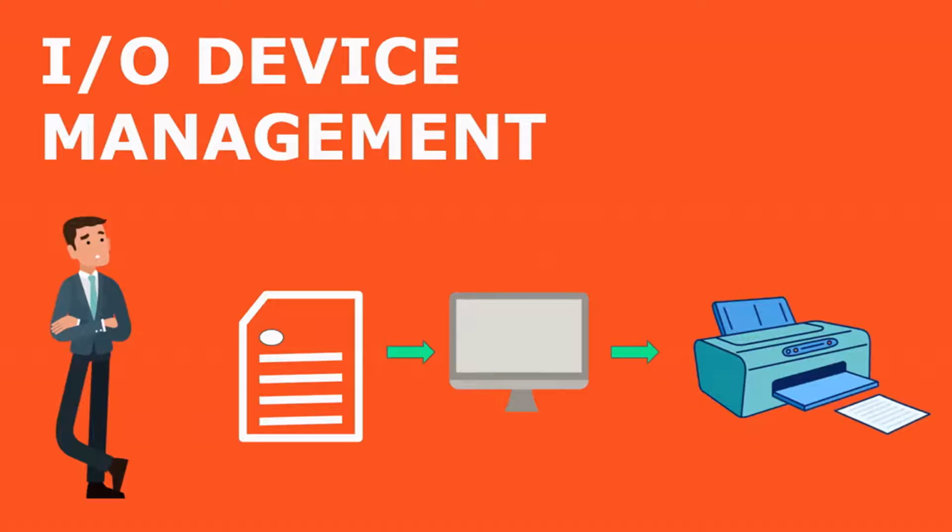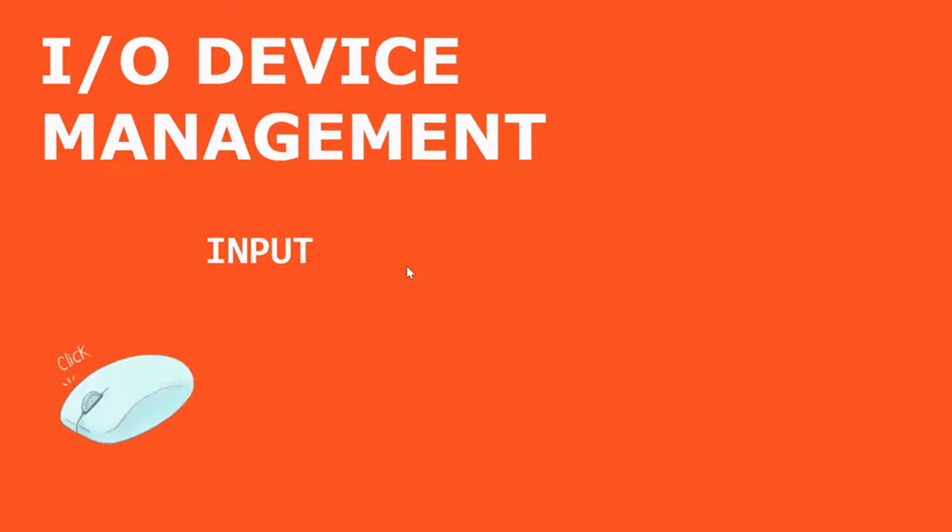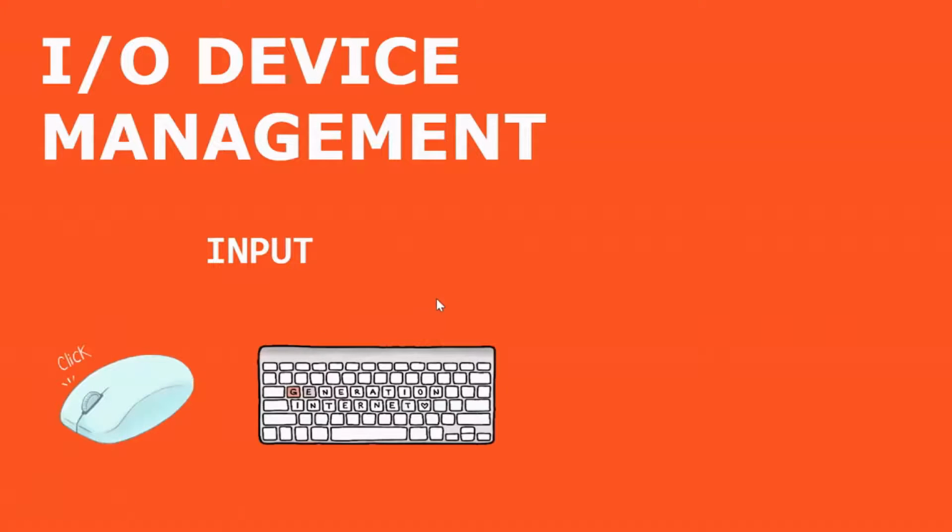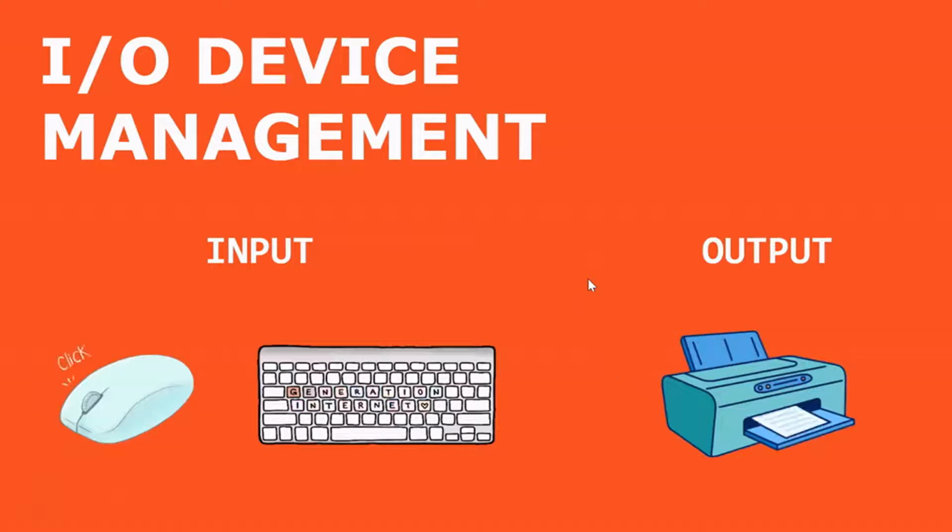We can say it is the operating system that manages all the input-output devices and provides access to the applications or processes running on the computer system. Now let's see the examples of these input-output devices. Among input devices, we have mouse and keyboard, and among the output devices, we have printer.